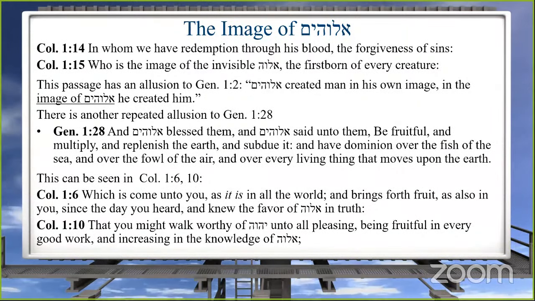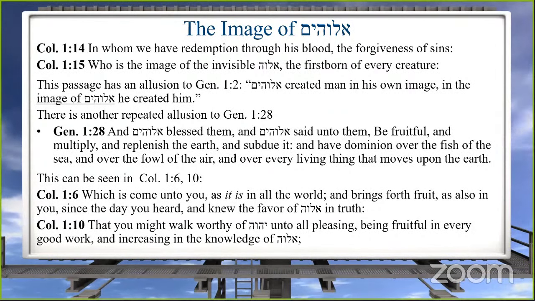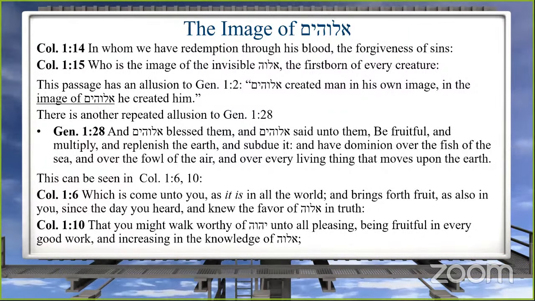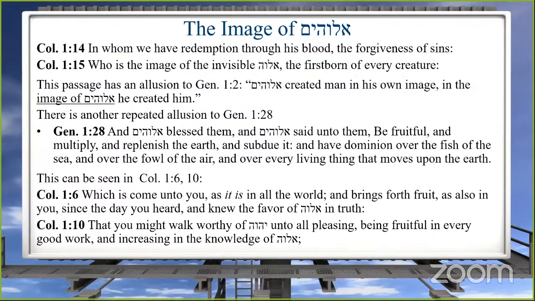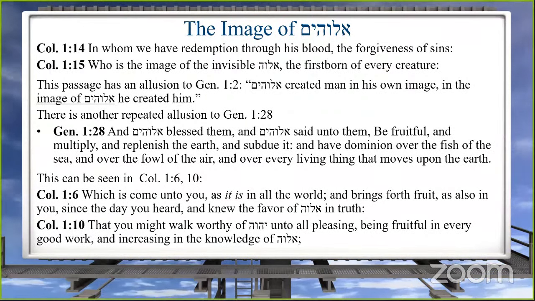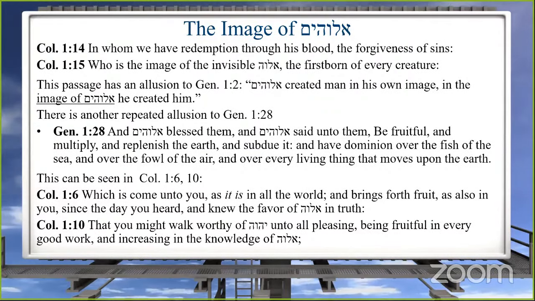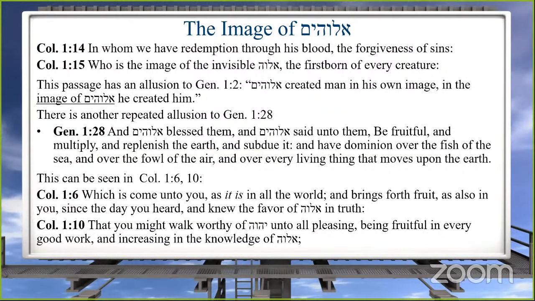So in Colossians 1:14, it says, in whom we have redemption through his blood, the forgiveness of sins, who is the image of the invisible Eloah, the firstborn of every creature, right? So we talked about last week this image or this creation that Adam had, Yahuwah's image, and we got to figure out what image are we walking in, right?